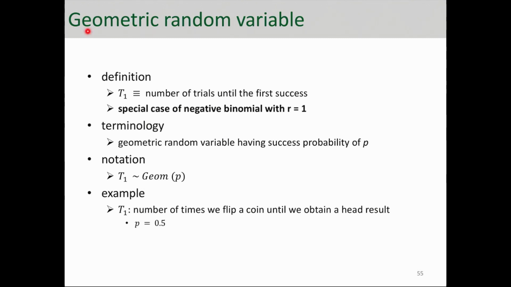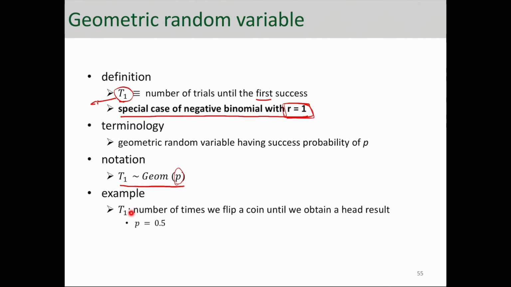I would like to talk about the geometric random variable in this video. A geometric random variable is really a special case of the negative binomial when r is equal to 1. So essentially it's T1, the number of trials until the first success. T1 follows a geometric distribution with parameter p, and that's the only parameter for geometric. You don't have an r, because we know that r is already equal to 1. So p is the only parameter for a geometric random variable.